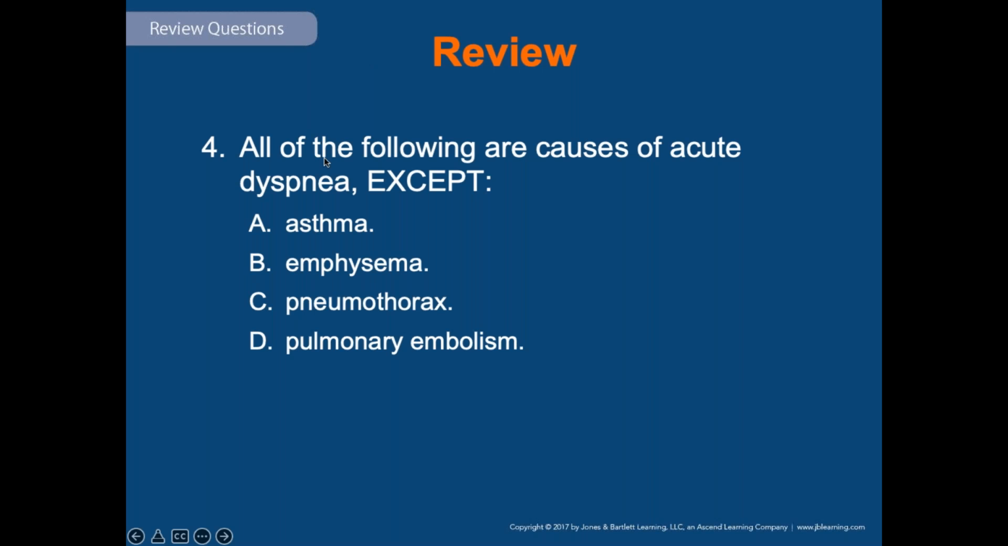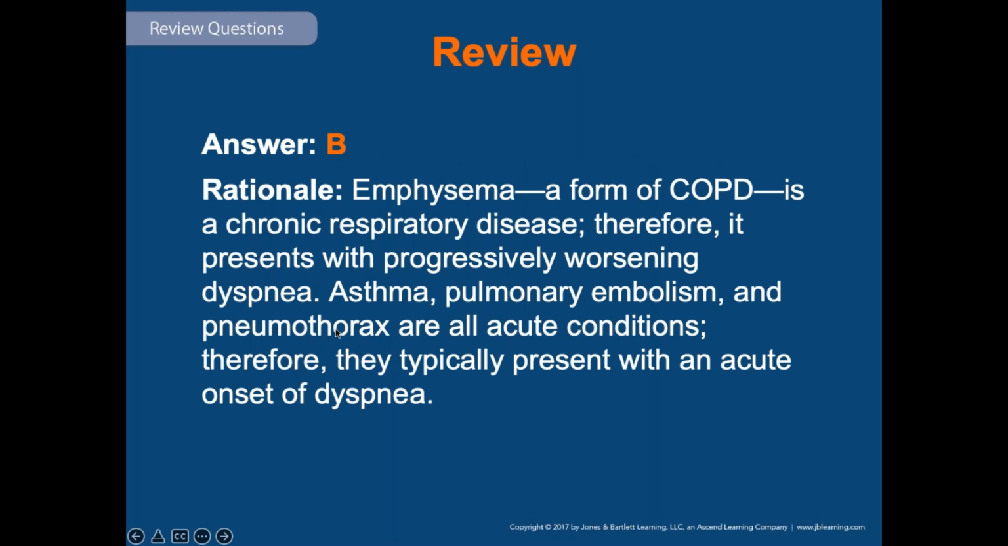Number 4, all the following are causes of acute dyspnea except A, B, C, or D. The correct answer is B, emphysema. That's more of a chronic respiratory disease versus acute.